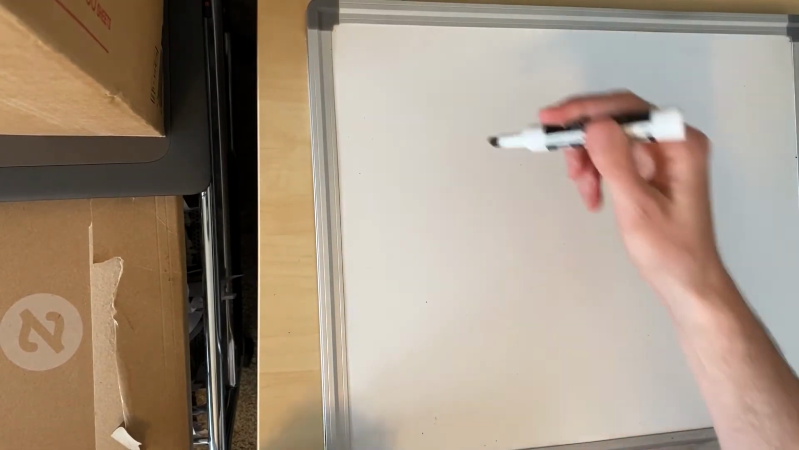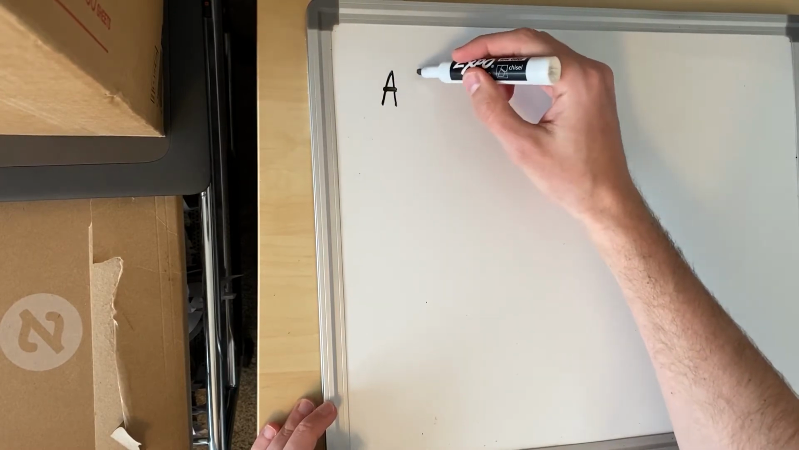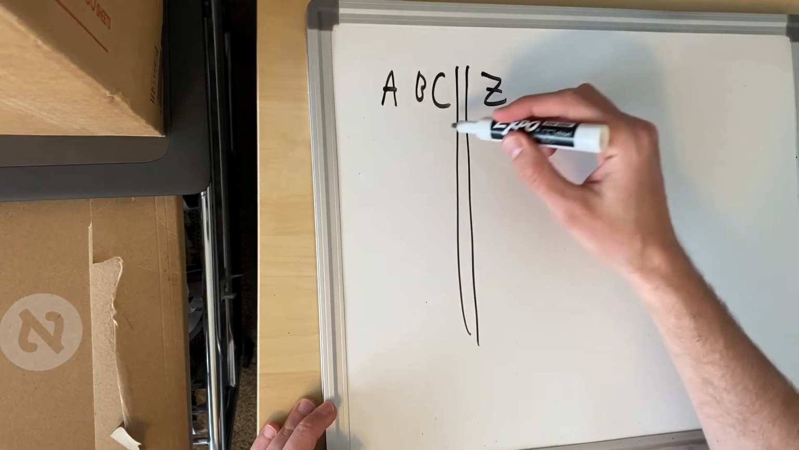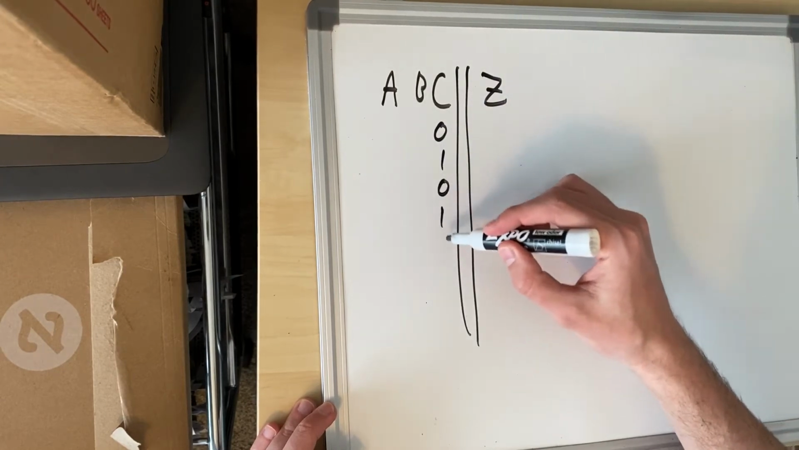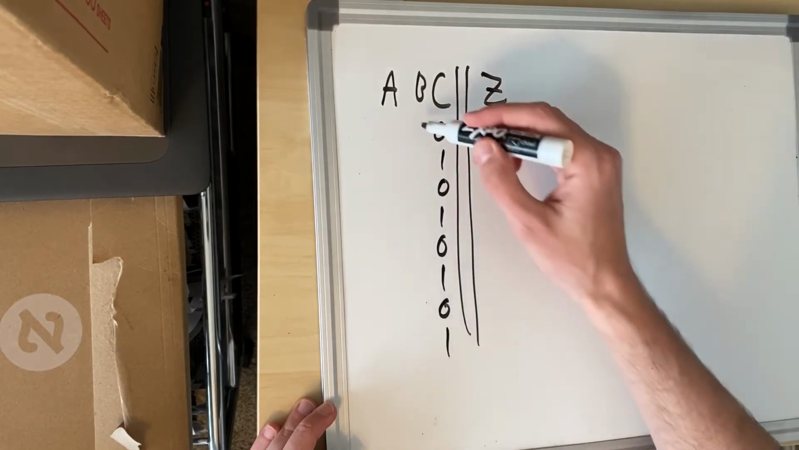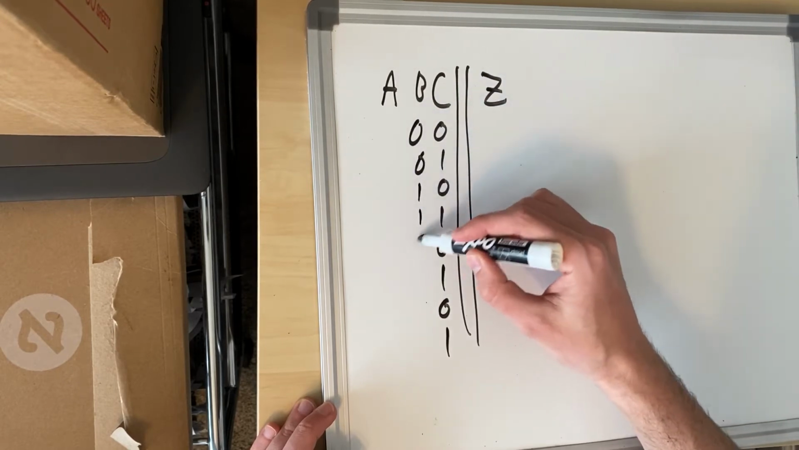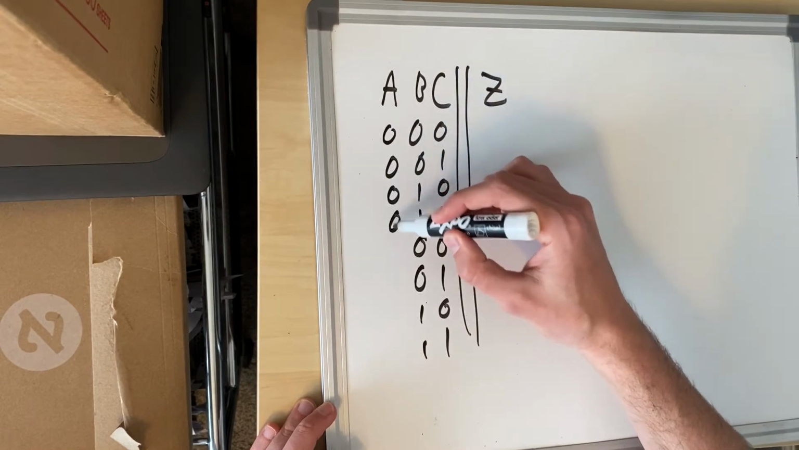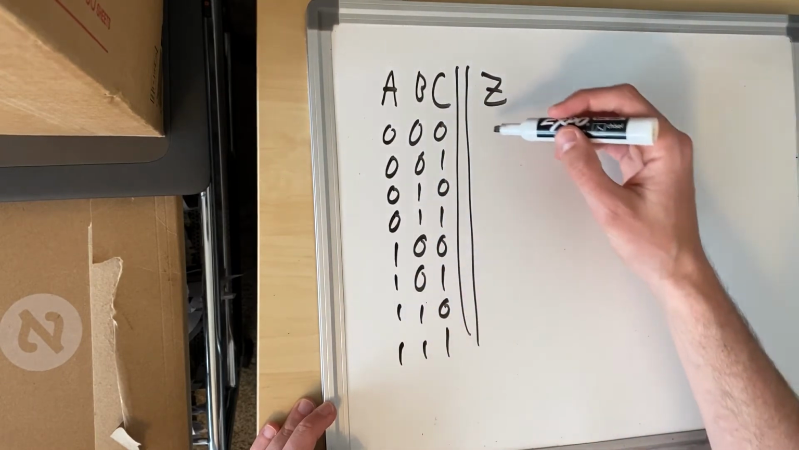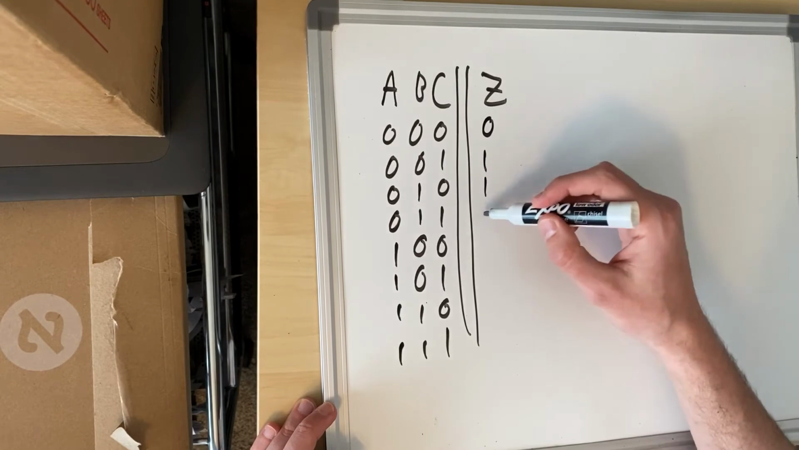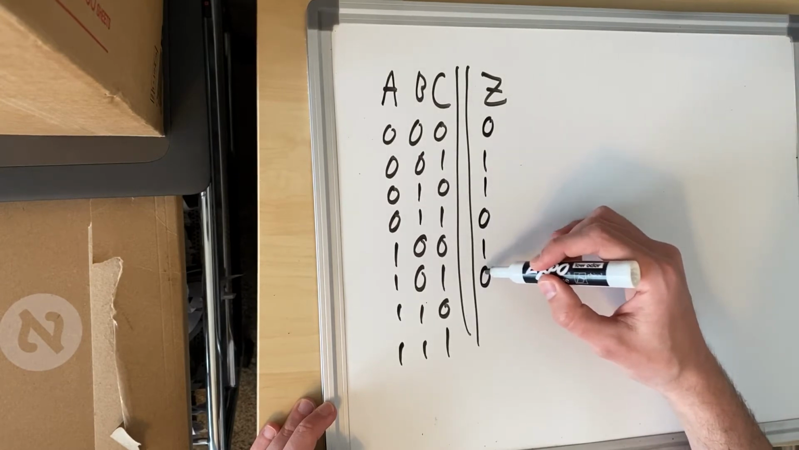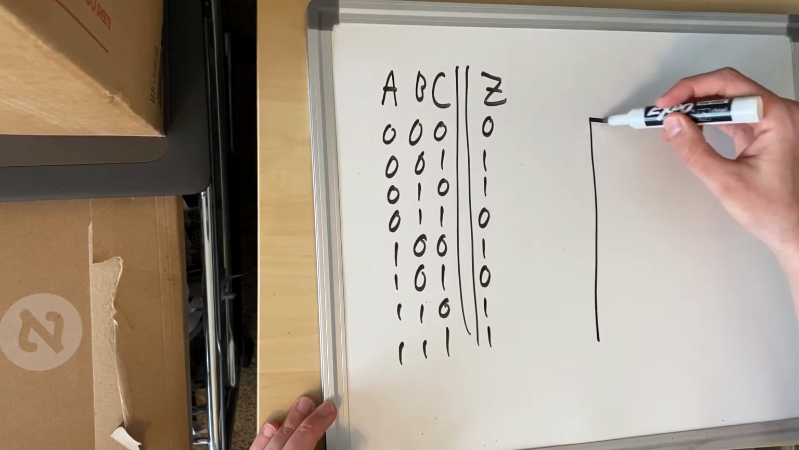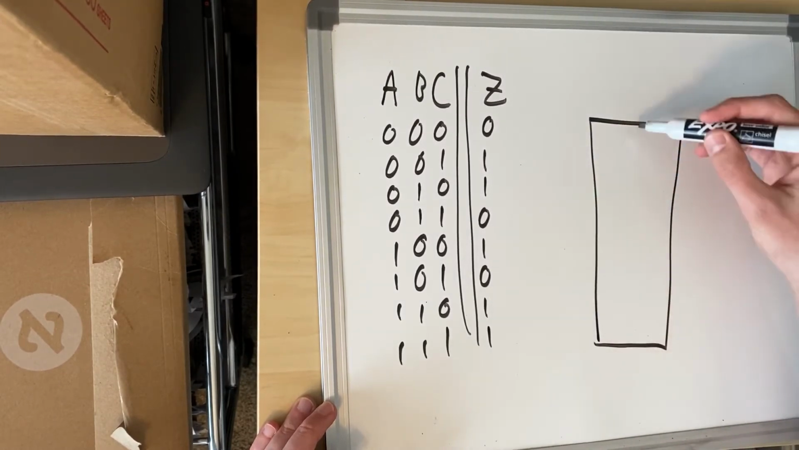Let's do another one. We'll do a 3 input. A, B, C. Z is our output. 0, 1, 0, 1, 0, 1, 0, 1, 0, 0, 1, 1, 0, 0, 1, 1, 0, 0, 0, 0, 1, 1, 1, 1. Our output, I'm just going to make this up. So now we want to put this into a K-map.